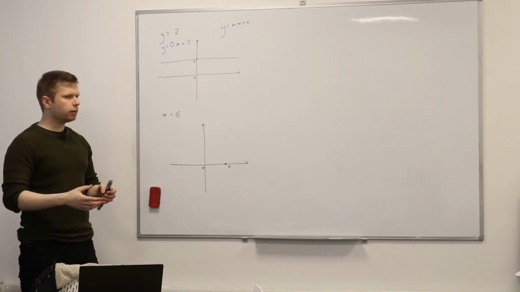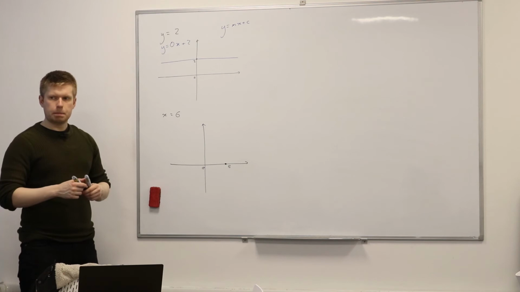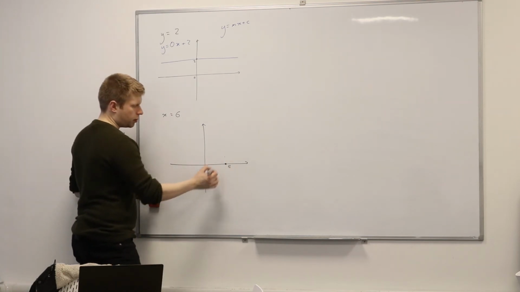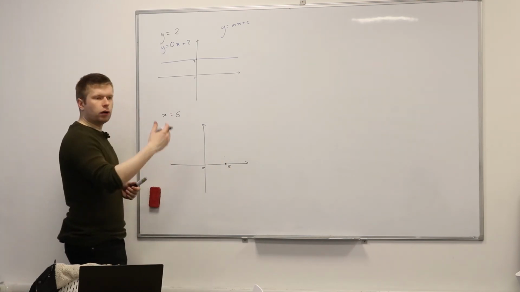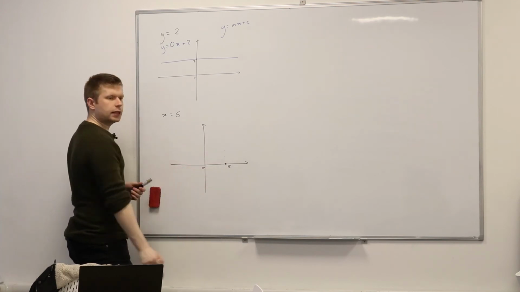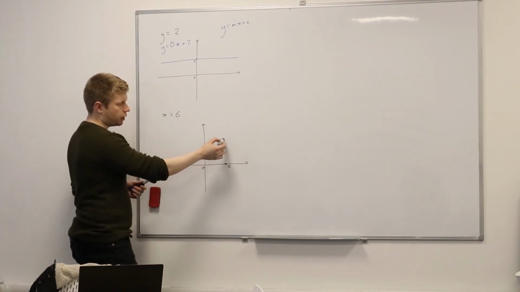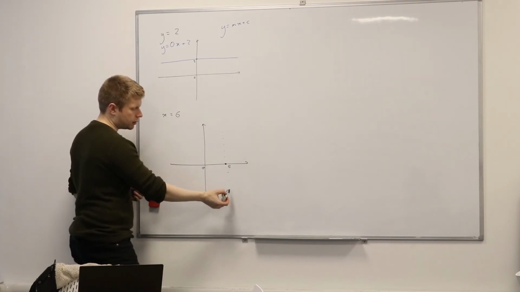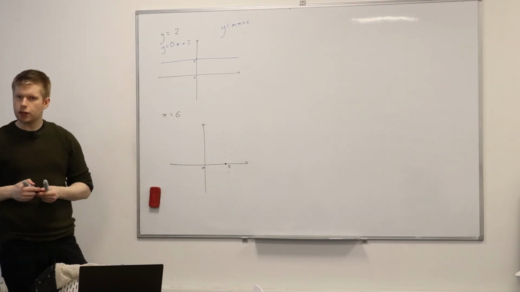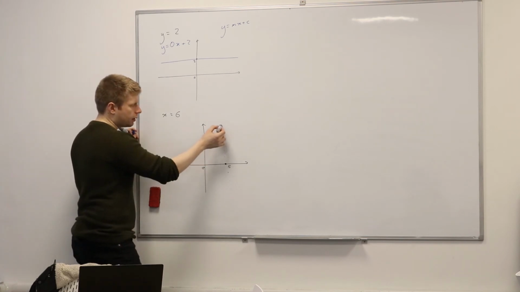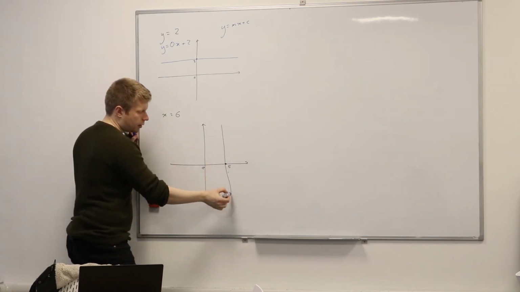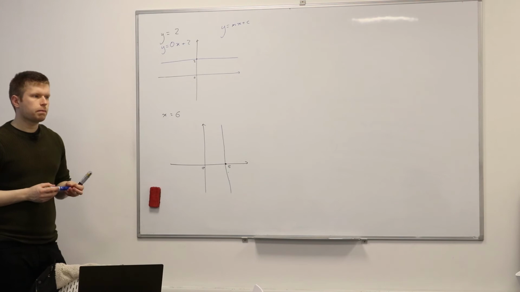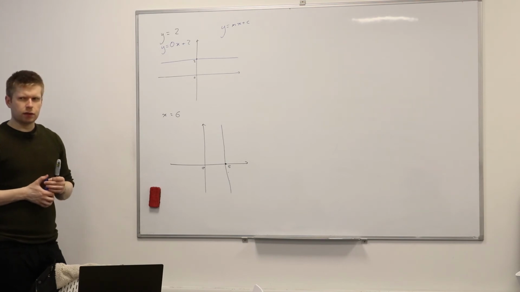Could you find me another point? What about that one? That would be like 6, 1. Or this one, which would be like 6, 2. Or this one, 6, 3. Or 6, 4. Or 6, 5. Or even go negative, 6, negative 1, 6, negative 2, 6, negative 3. Can you see that this line here is now going to be a vertical line? Does that make sense?